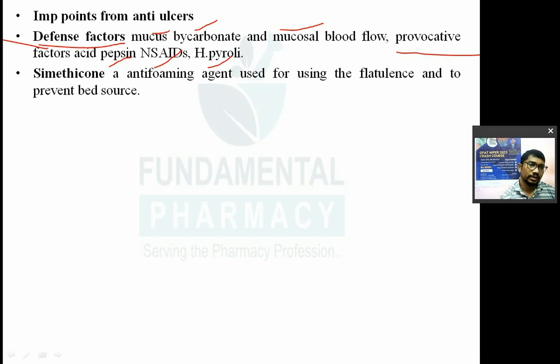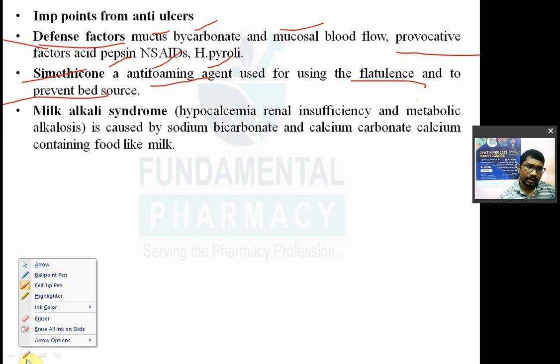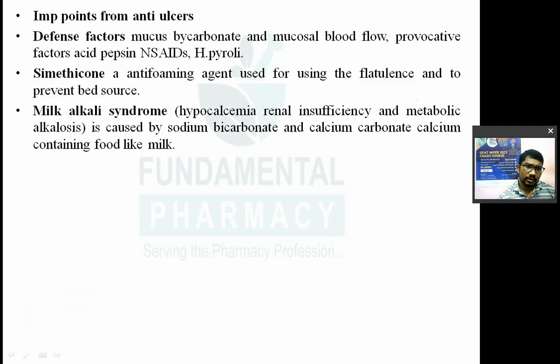Now the second point is that simethicone is a drug used in the treatment of ulcer. Simethicone is an anti-foaming agent. It is used in flatulence and also used to prevent bed sores. Now we'll see the next.